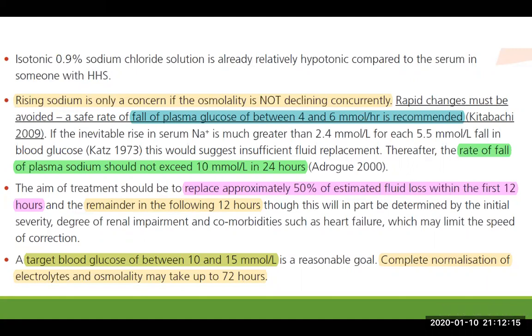The rate of fall of plasma sodium, this is very important, should not exceed 10 millimole per liter for the first day.